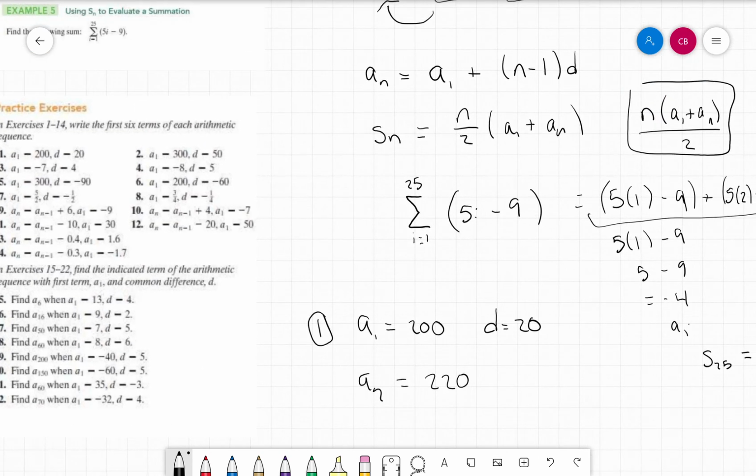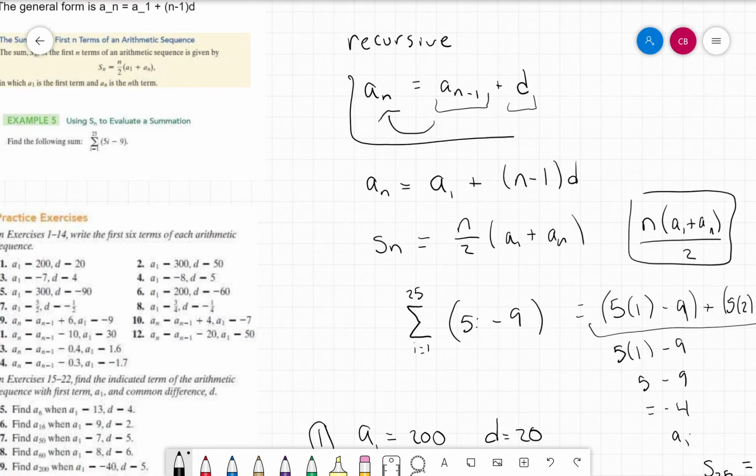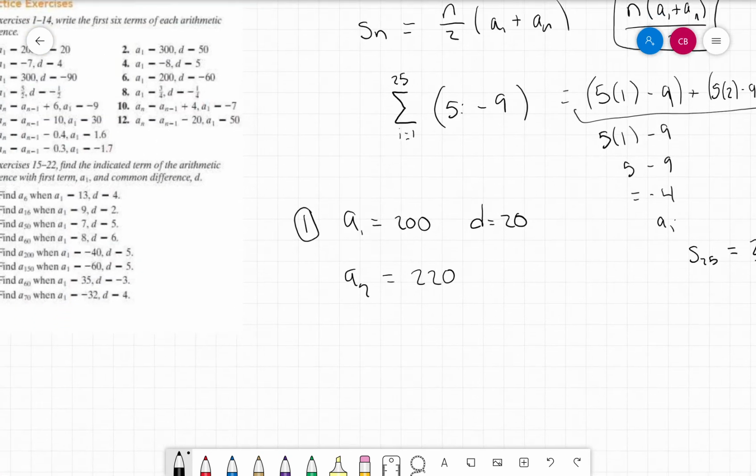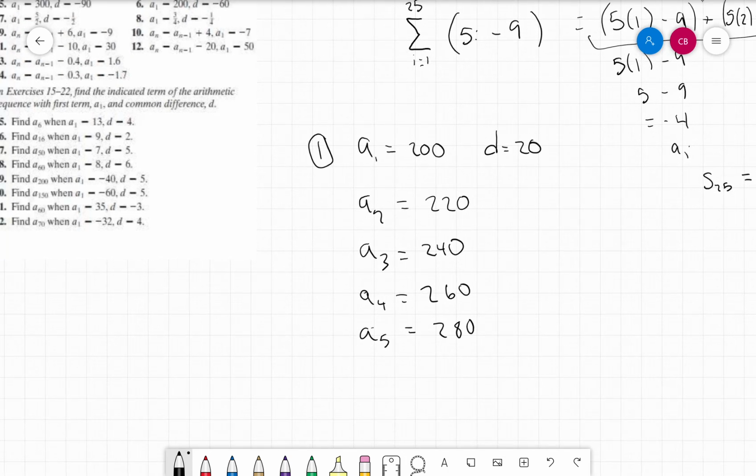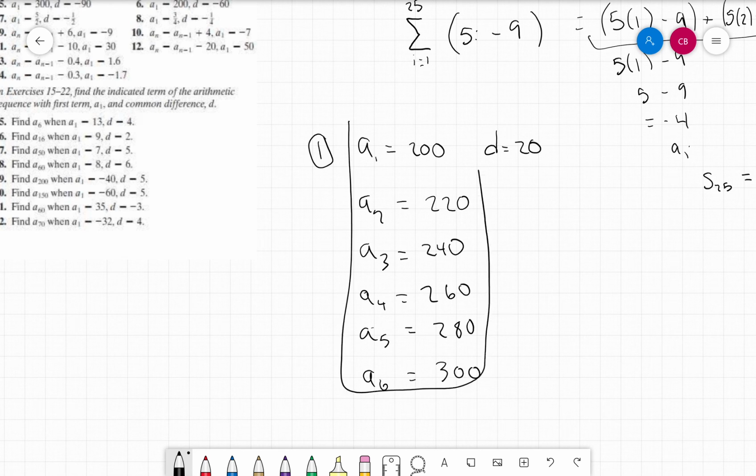We're using the recursive formula. That's useful for this one, and it makes this one quick. a_3 is 240. Just keep adding 20 to each one. a_4 is 260, a_5 is 280, and a_6 is 300. So that went pretty quick. Those are the first 6 terms.